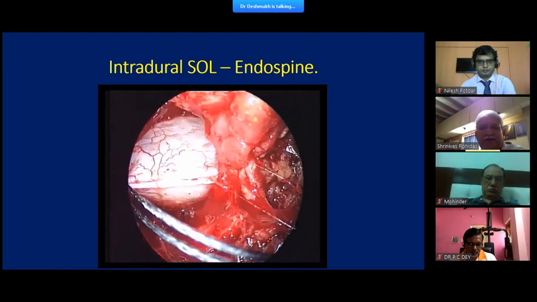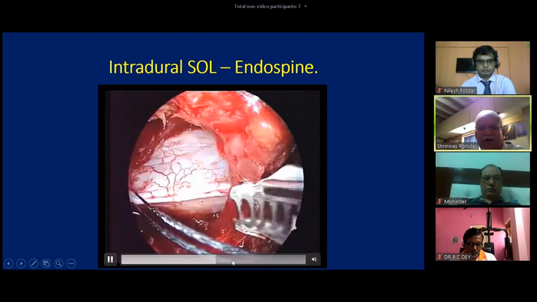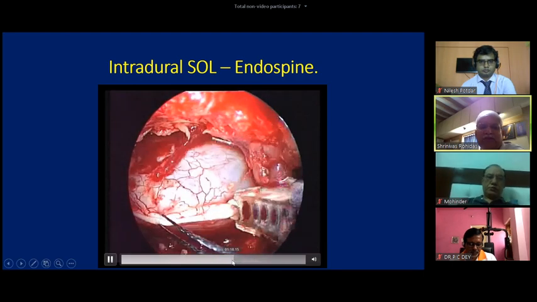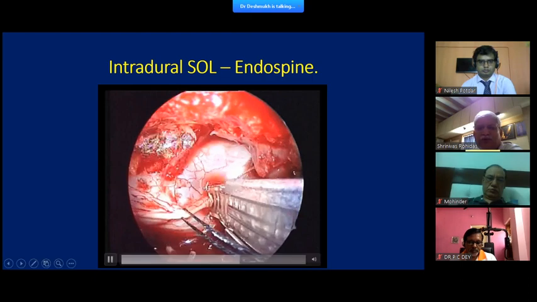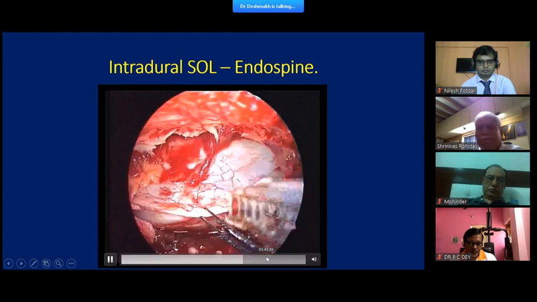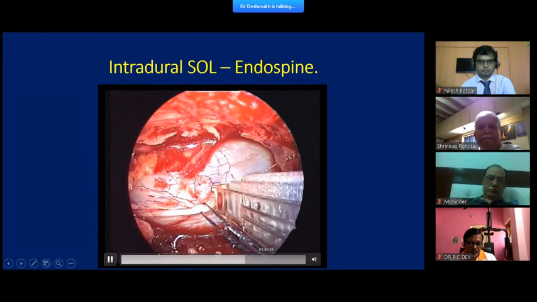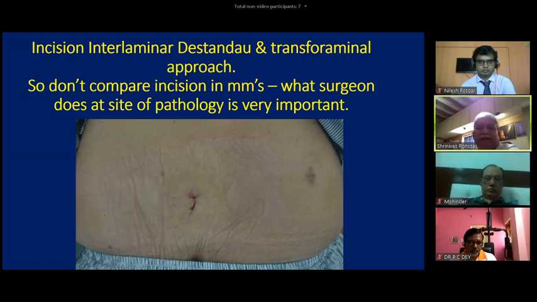This is the intradural tumor which we have removed, and we are using these anastoclips to close the dura. This is the size of the incision with the interlaminar approach. This is the transforaminal approach. So please don't compare the incision in millimeters.